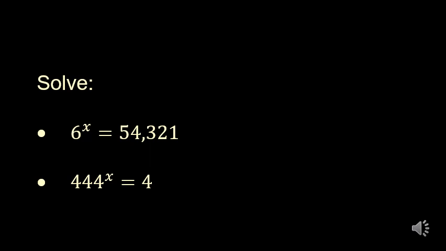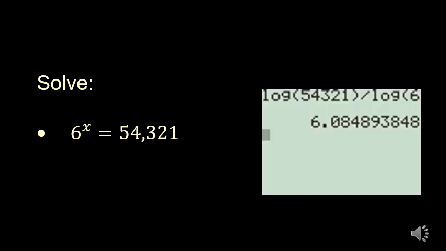And so here's a couple other examples. Again, let's take a minute and see if you can work these two out. Solving both of these also just involves dividing logs. So log of 54,321 divided by the log of 6, we get an answer of about 6.08.